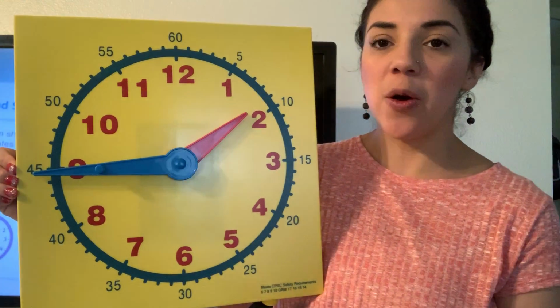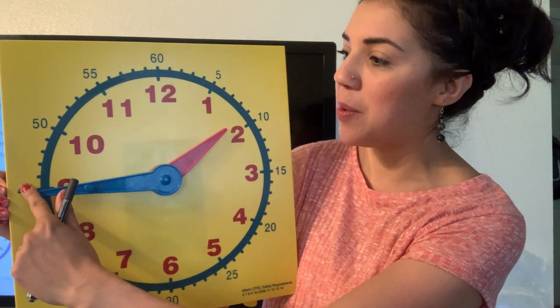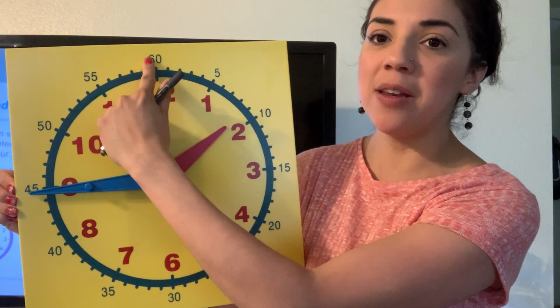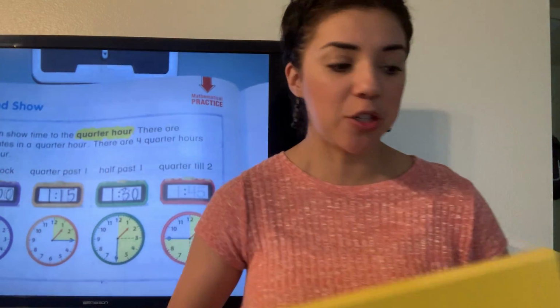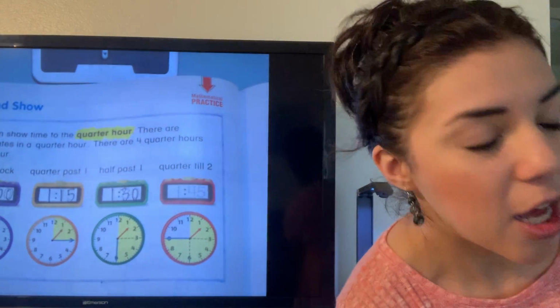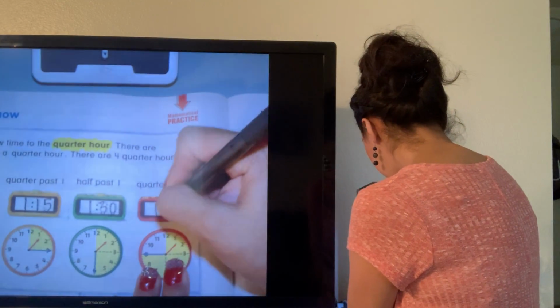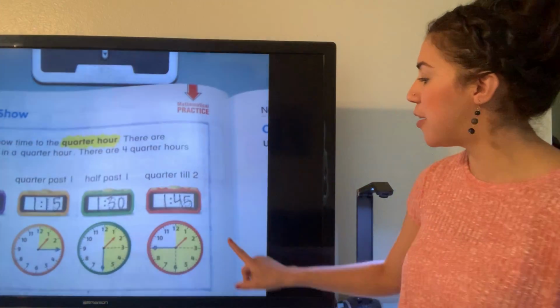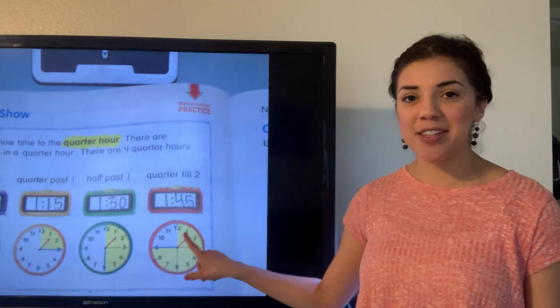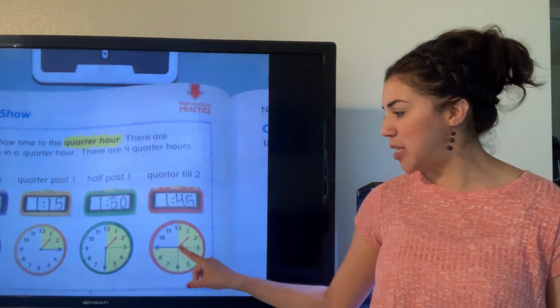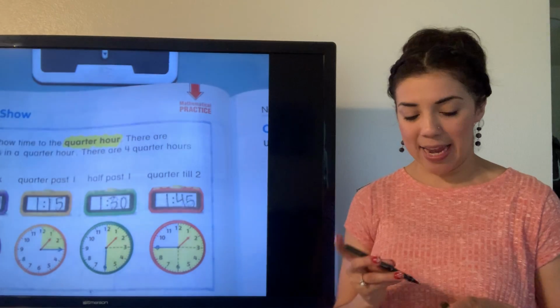So if it's 2 o'clock, 1/4 until 2 would be 1:45. So 1/4 is 15 minutes, so that would be 5, 10, 15 minutes until it's 2 o'clock. So 1/4 till 2 would be 1:45. And here you see that the hour hand is right in between the 1 and the 2 still, and the minute hand is on the 9.